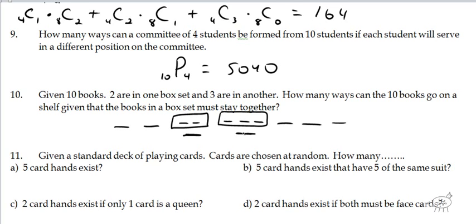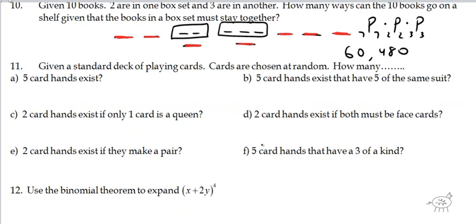Okay, so if I count the number of slots, and let me put this in red. Truly the number of slots is 1, 2, 3, 4, 5, 6, 7. Okay, so that's going to be 7P7. And then each box set, like the bride and the groom, that's going to be 2P2 and 3P3. Of course, it's multiplication between these. And we get an answer of 60,480. Okay. All right, number 11.